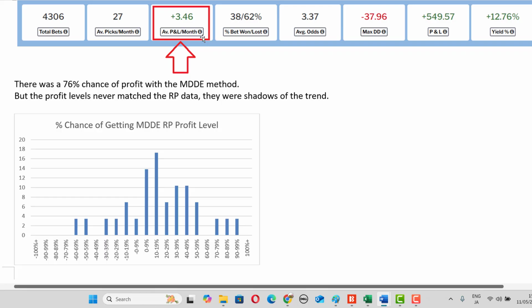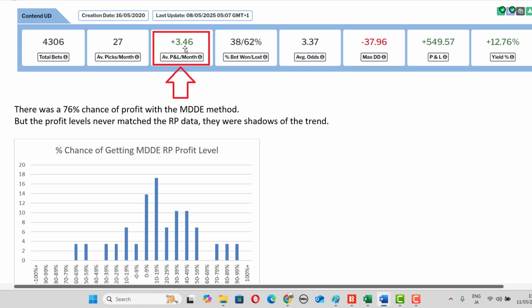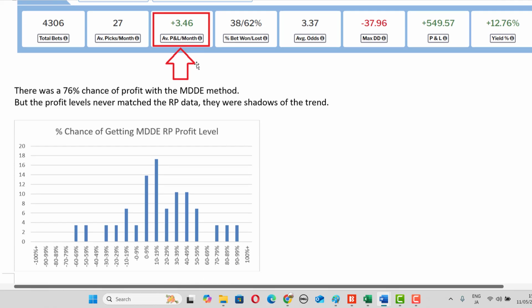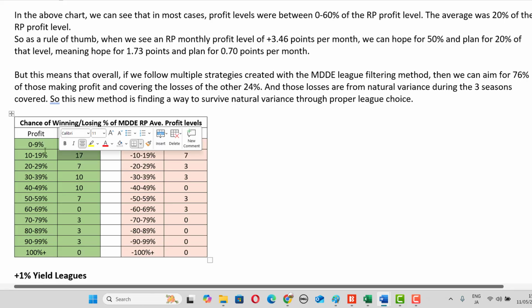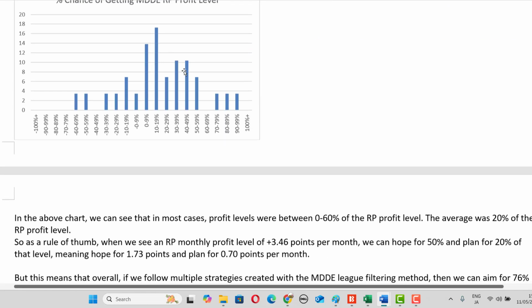Sorry, what does this graph mean? If in our research period it says we can get plus 3.46 points per month, then there's a 14% chance of getting up to 9% of that value. There's a 17% chance of getting up to 20% of that value, a 7% chance of getting between 20 to 29% of the value, a 10% chance of getting 30 to 39%, a 10% chance of getting 40 to 49%, a 7% chance of getting 59% of this value.